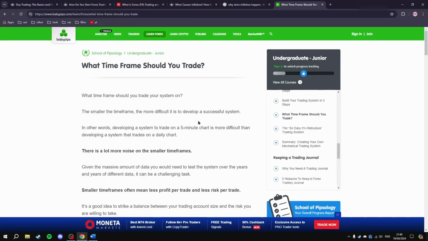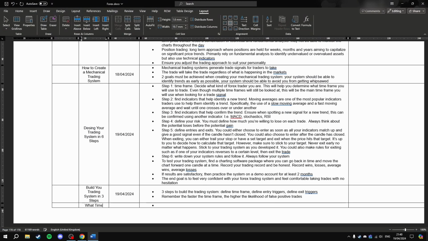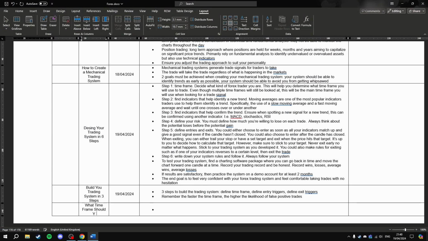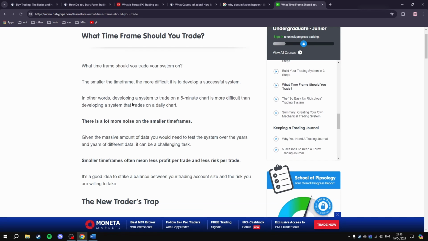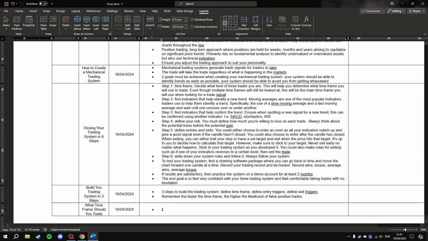What time frame should you trade your system on? The smaller the time frame, the more difficult it is to develop a successful system. In other words, developing a system to trade on a 5-minute chart is more difficult than developing a system that trades on a daily chart. Interesting. The smaller, I'm assuming it's because there's going to be more false positive trades, which is why it's going to be harder to develop.